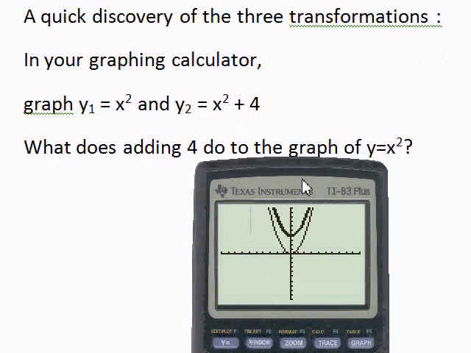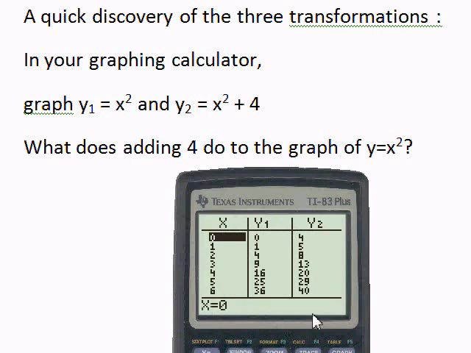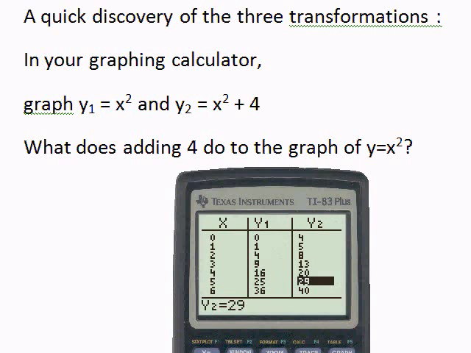Now, what does adding 4 do to the graph of x squared? So here's x squared, and here's x squared plus 4. Notice the x squared plus 4 moved the graph up 4 units. It's been moved from here up 4 units. Now we can see that in the table by noticing that all of our y2 values are 4 more than our y1 values. So it shows up in the graph as the graph moving up 4. It shows up in our table as the y2 values being 4 more than all of the y1 values.